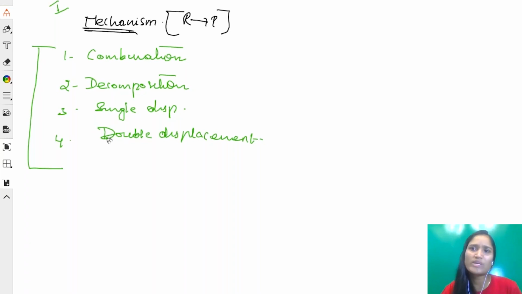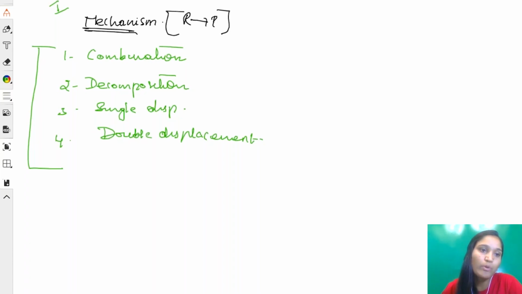But this is based on only one point, that is mechanism. I have many other points. I can classify the reaction based on energy, based on oxygen addition or removal, based on their stability, or based on whether they happen quickly or slowly. So let us take a look at other classifications also.